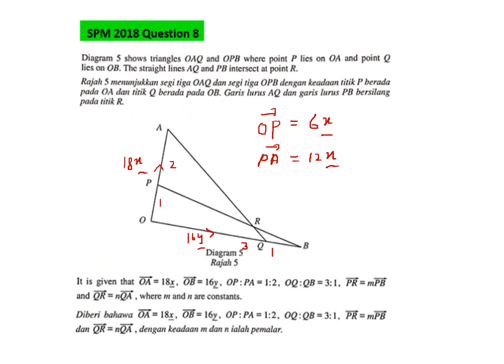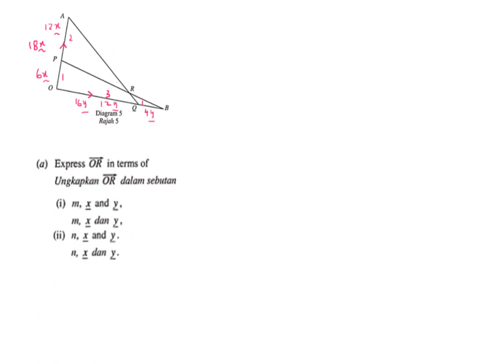Then we will have the vector OQ is 12 vector y and vector QB is 4 vector y. Vector PR is equal to m vector PB and vector QR is equal to n vector QA, where m and n are constants. Question A1. Express OR in terms of m, vector x and vector y. Vector OR equals vector OP plus vector PR.